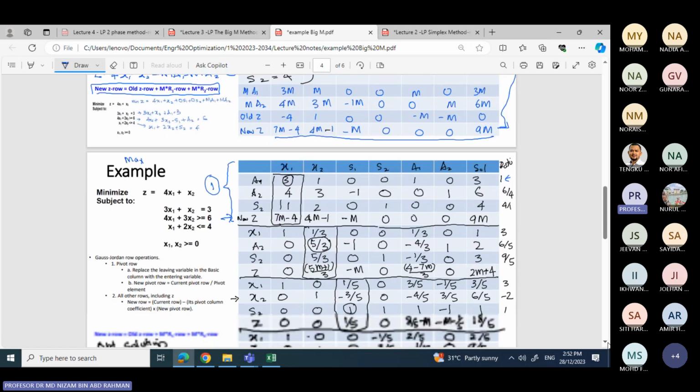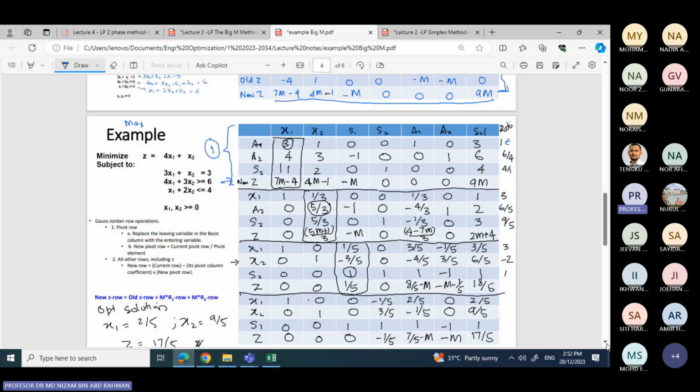Okay. So then we use the same methods that we did before. So this is X1. In order to get this row, you divide the old row's number by the pivot number, which is 3, right? So this becomes the new pivot row. Basically you divide everything here by 3. So 3 divided by 3 is 1, 1 divided by 3 is 1 over 3, 0, 0, 1 over 3, 0, and 3 divided by 3 is equal to 1. Right?